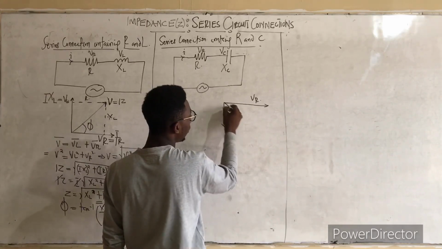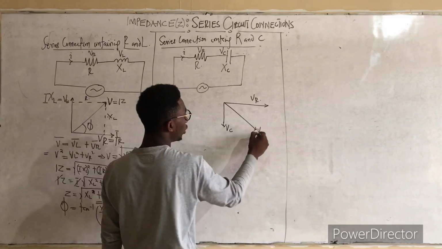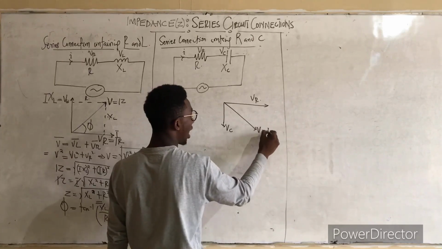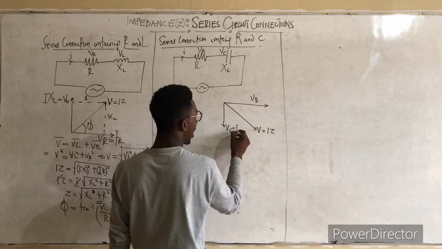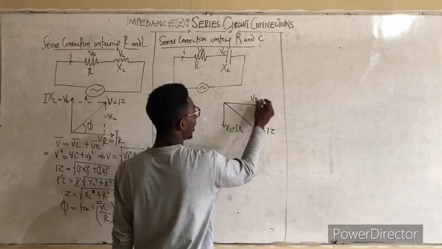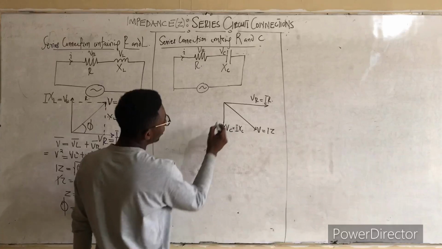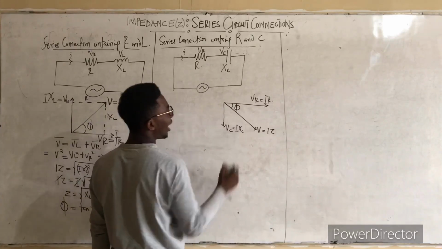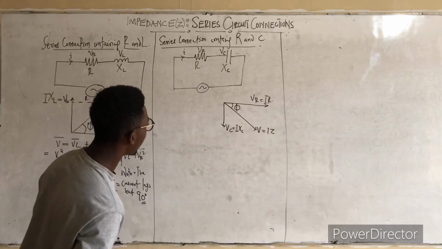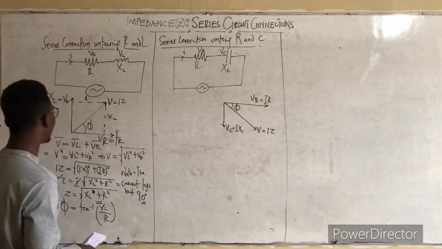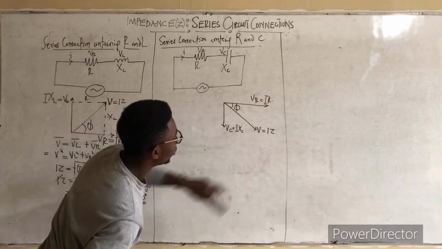We need the voltage. So the resultant voltage will be here, which is equal to IZ. And this one is equal to IXC. And this one is equal to IR. Okay. Now the angle here is the phase angle, what we'll be looking for.